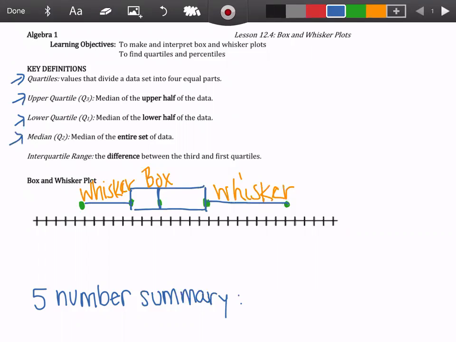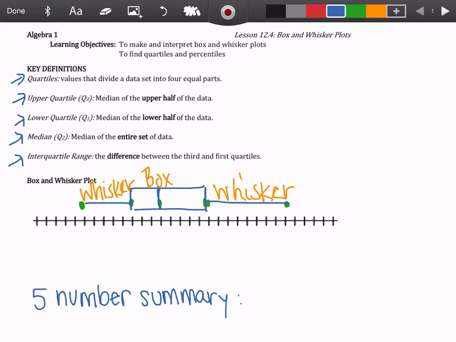Then we have the median. We've found medians before. That was part of our mean, median, and mode. So we're just going to find the median here for a box and whisker plot. The median is also known as quartile 2, and it is the median of the entire set of data. Then we have the interquartile range, which is the difference between the third and first quartiles.